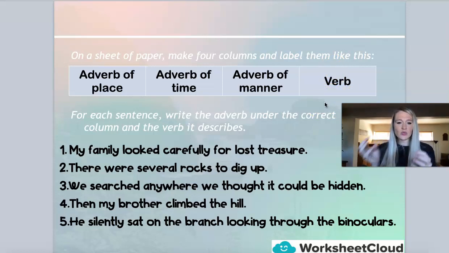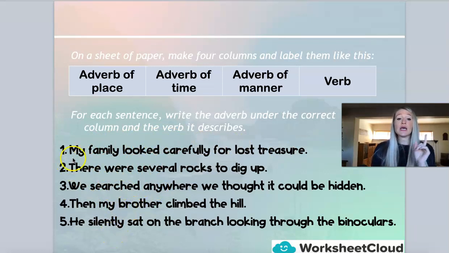Then you say to yourself, what word attaches itself to that verb that tells me more about that verb? Once you have found that adverb, you say to yourself, is this word describing how that verb is taking place? Is it giving me a location, a where, or is it telling me when? So then you'll say, am I going to put it in an adverb of place column, or an adverb of time, or an adverb of manner? Okay, so I'm going to read the sentences through with you, and then I would like you to pause the video.